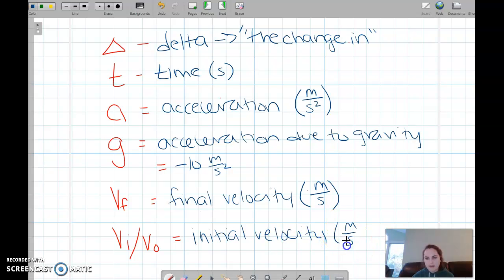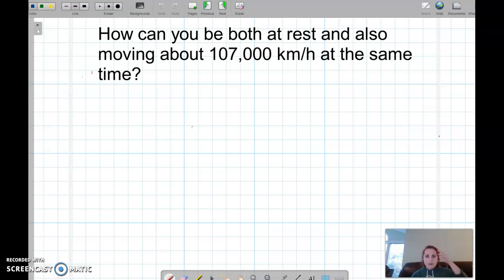And the units for that are meters per second. All right, let's jump on to some more problems. How can you both be at rest and also moving at 170,000 kilometers per hour at the same time? And that is a great question, right? But we learned in linear motion that motion itself is relative to an observer. It's relative to the observer's frame of reference.